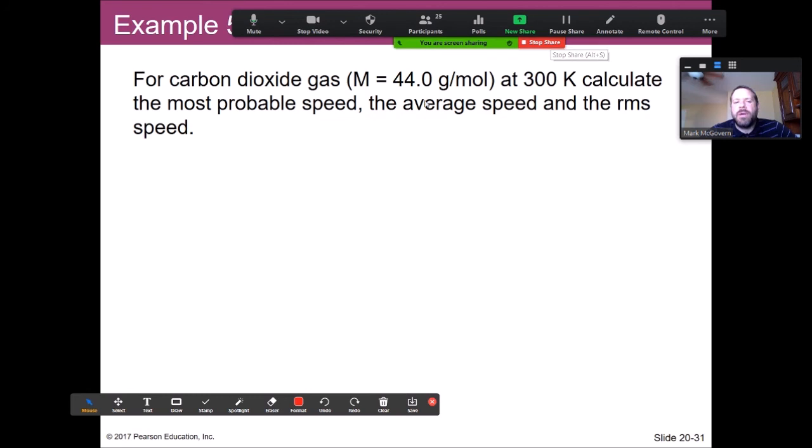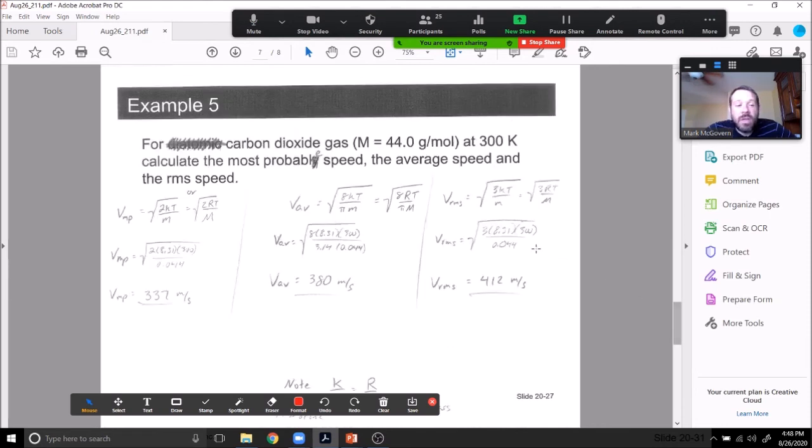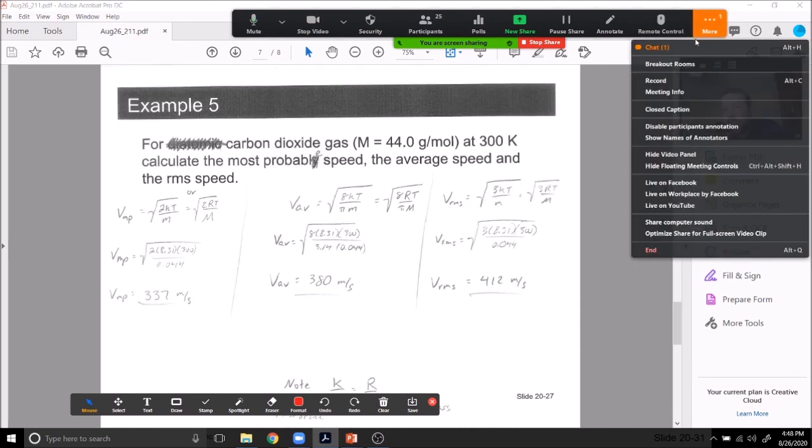I'm so sorry, everybody. For carbon dioxide gas with a molar mass of 44 grams per mole at 300 kelvin, room temperature, what's the most probable speed, average speed, and RMS speed? This is great. We're comparing the 3 different types of speeds that we've worked out so far. We're going to see how these things look. So let's do it. Let me jump to my slide here. All right. The most probable speed, radical 2 kT over m, or you can swap it out, 2 RT over m. Either one is good.